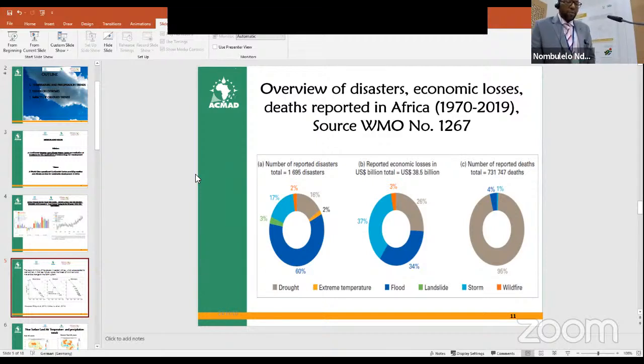If we look at the number of reported deaths, we can see drought has been the biggest cause of death all over Africa. So this is showing we have a challenge ahead that needs to be taken care of.